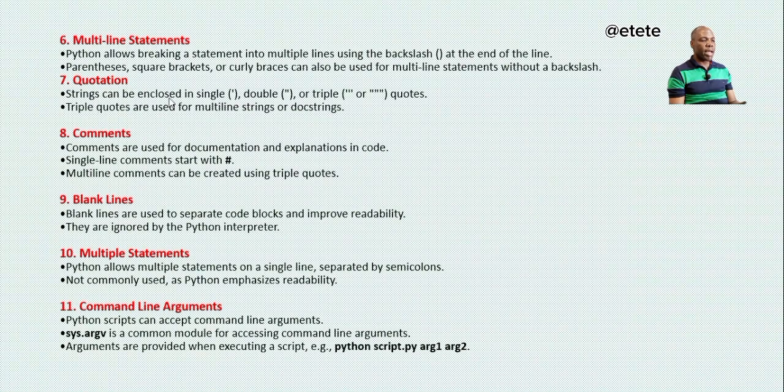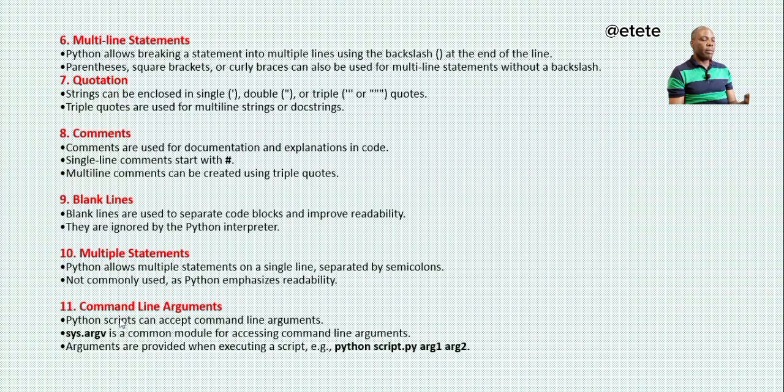Quotation. Strings can be enclosed in single quote, double quote, or triple quote. Triple quotes are used for multi-line strings or docstrings. Comment. Comments are used for documentation and explanation in code. Single-line comments start with a hash. Multi-line comments can be created using triple quotes. Those things you'll be seeing practically. Blank lines. Blank lines are used to separate code blocks and improve readability. Multiple statements. Python allows multiple statements on a single line, separated by semicolons, though not commonly used as Python emphasizes readability.